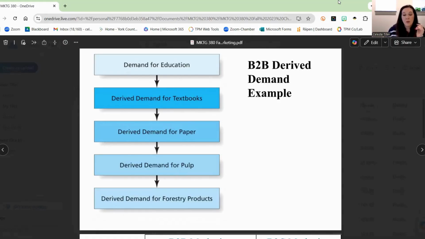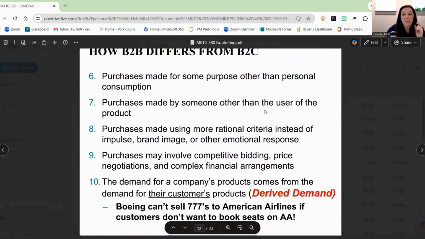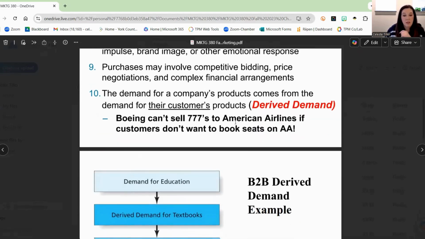Remember, the last time we were together, we were talking about kind of what was derived demand in the B2B kind of purchasing world. And remember, we were talking about at the end that Boeing can't sell 777s or any of their airplanes to American Airlines if customers don't want to book seats on American Airlines. So here's another example of that.